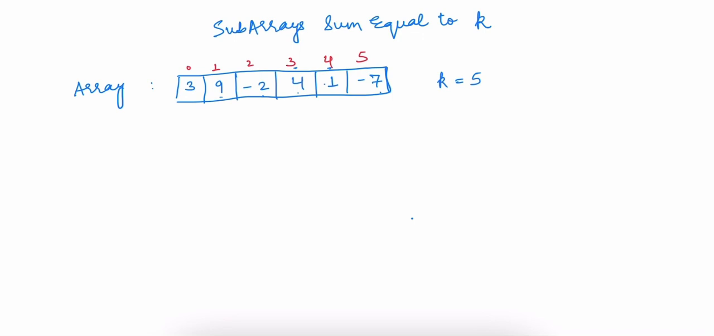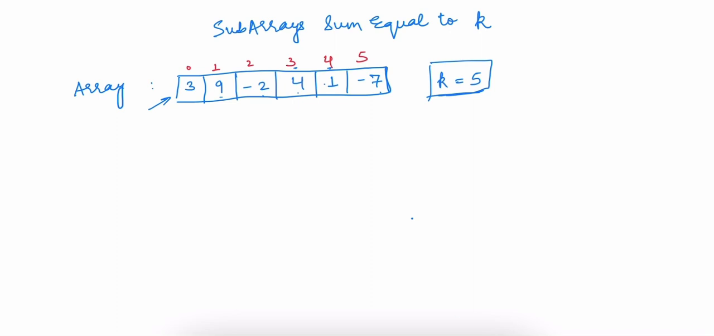In today's session, I'll be taking a medium level Leetcode problem of finding the number of subarrays with sum equals to k. Let's first understand the problem statement with the help of an example. So here is an array of size 6, indexes start from 0 to 5 and the value of k is 5. So we have to find the number of subarrays for which the sum of elements equals to 5.